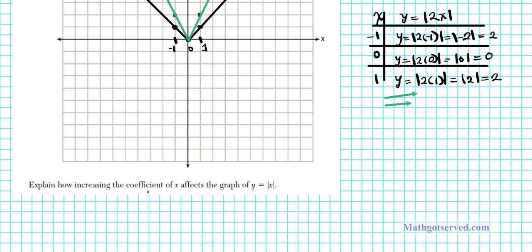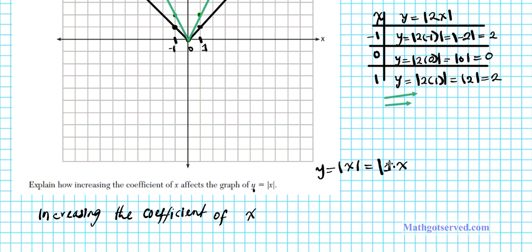It says, explain how increasing the coefficient of x affects the graph of y equals the absolute value of x. So I hope you know what the coefficient of x is here. For y equals absolute value of x, this is the same thing as absolute value of 1 times x. So the original coefficient was 1, and then the second one is 2. So we increased it from 1 to 2, okay? So that's what coefficient means, the number in front of the variable.